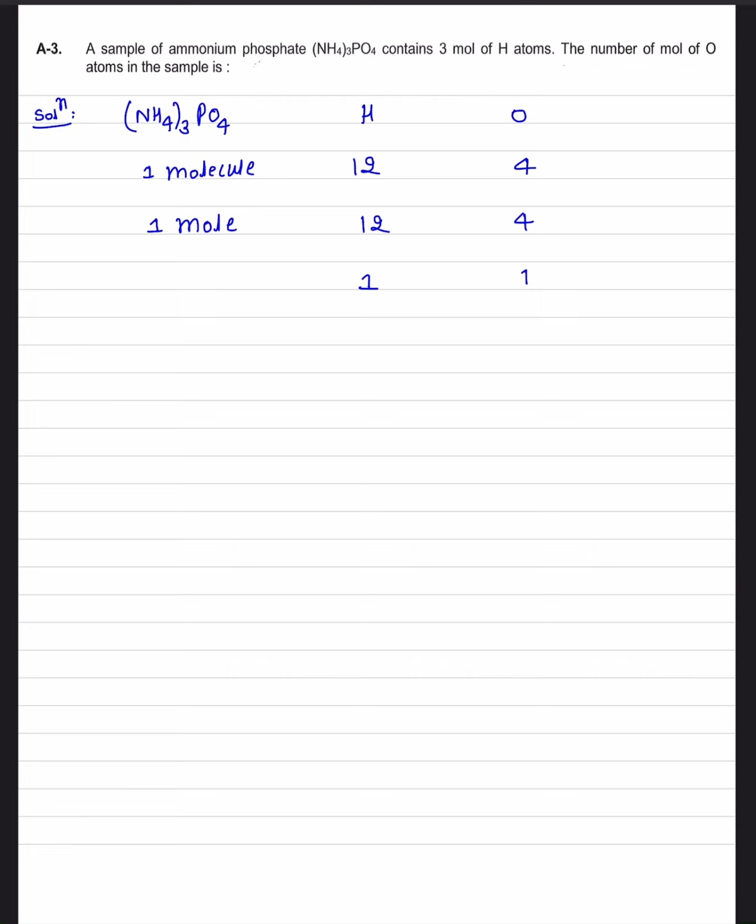Yes, sir, 4 by 12. So we got 1 by 3 mole. Yes or no? If this is 3 moles, how many moles of oxygen? It is simple: 1 by 3 into 3 mole. So we got how many moles? That is your 1 mole. And what are they asking? They are asking the number of moles of oxygen atoms in the sample. So the answer is how much? 1 mole. I hope this question is clear to you.